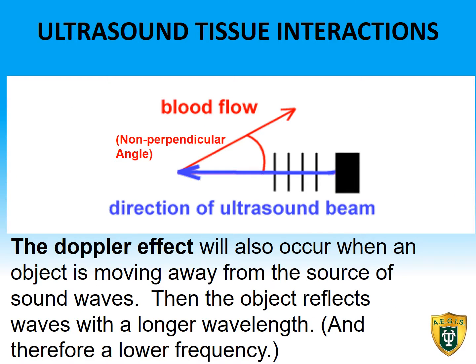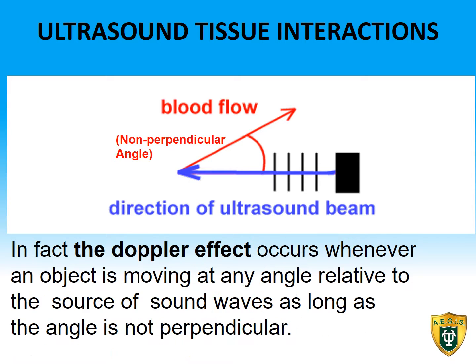The Doppler effect will also occur when an object is moving away from the source of sound waves. Then the object reflects waves with a longer wavelength and therefore a lower frequency. In fact, the Doppler effect occurs whenever an object is moving at any angle relative to the source of sound waves, as long as the angle is not perpendicular.